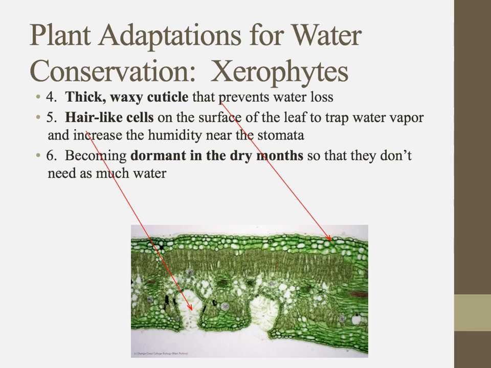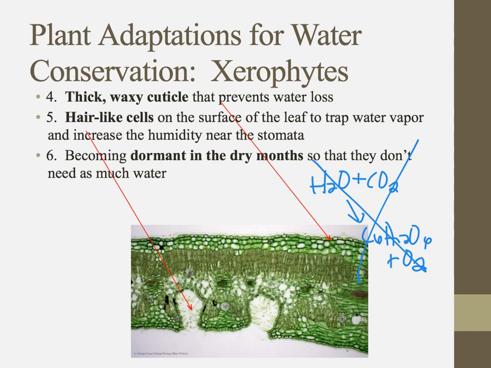And sometimes they just give up. They become dormant in those drier months so that they don't need as much water. So remember, water is one of the necessary reactants for photosynthesis, and so if we just go dormant, then we don't need as much water.